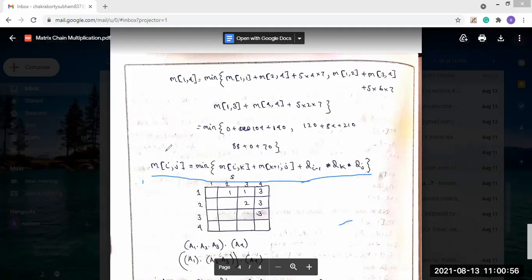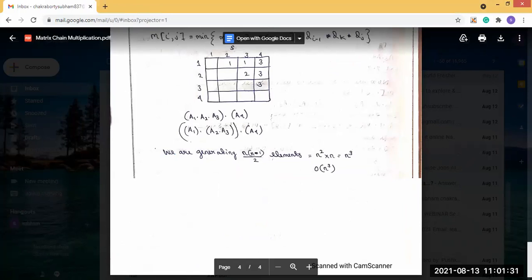This is i, j. That means if we consider 1, 2, in that case k will be the next element. So for M[1, 3], that means M[1, 2] plus M[3, 4]. This is the way we are doing it, and this is what the formula is saying. Like this, we can solve the matrix chain multiplication.